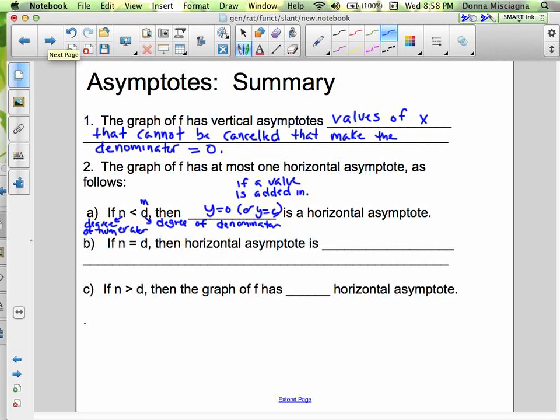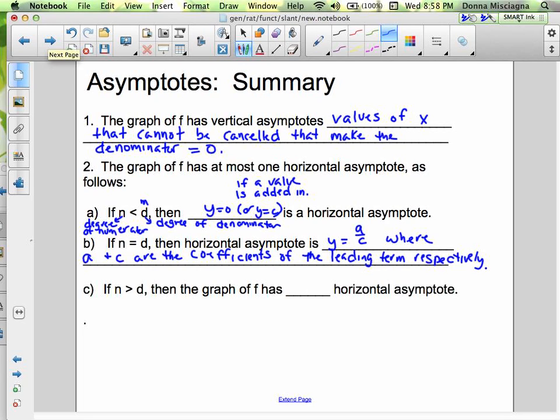If the numerator and denominator have the same degree, then the horizontal asymptote is y equals a over c, where a and c are the coefficients of the leading terms, respectively. All right, so it's the ratio of those coefficients.